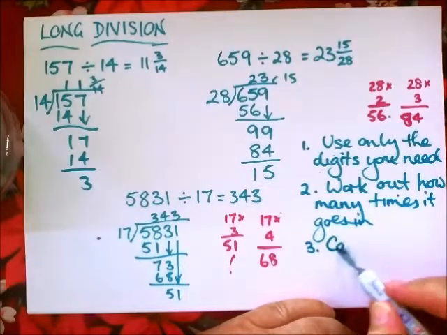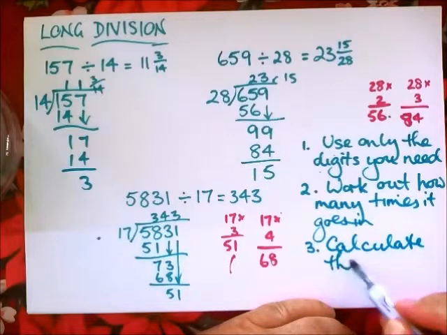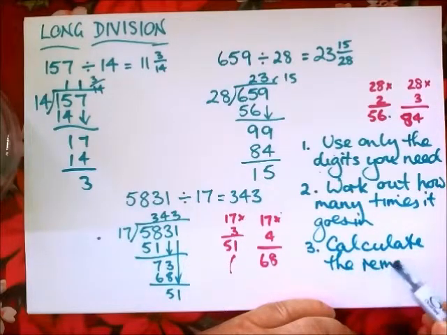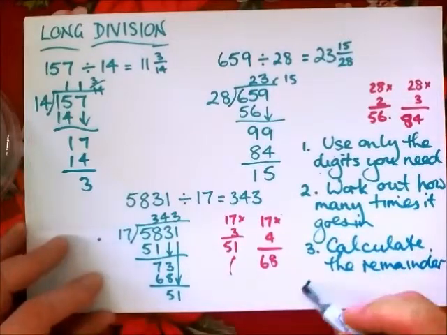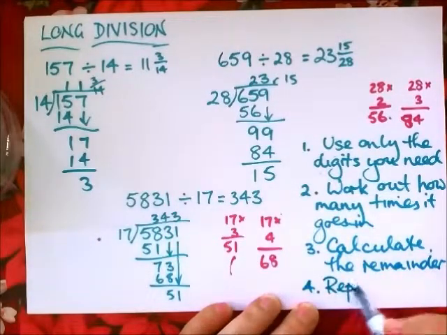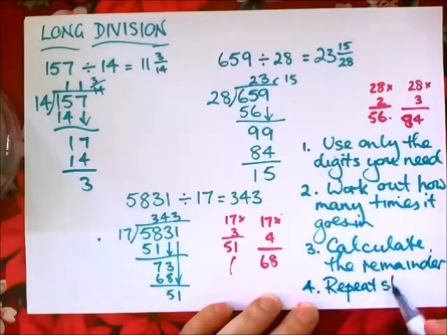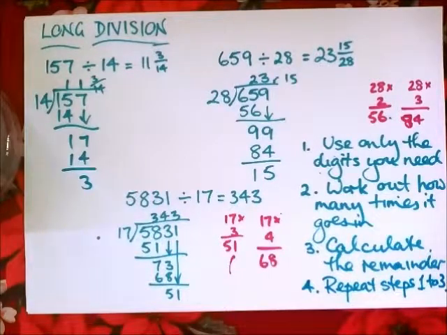And the third step, you need to calculate the remainder. So in our last example there, 58, I used 51. I had to find the remainder was 7. And lastly, repeat the steps 1 to 3. It's pretty straightforward, isn't it? As part of step 3, you also bring down unused digits, so you've got some more digits to work.